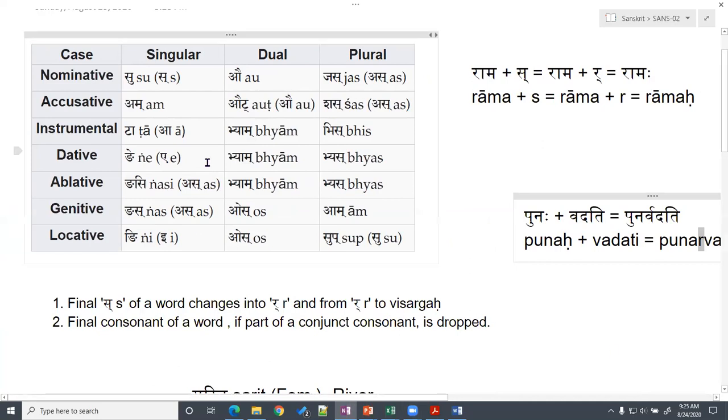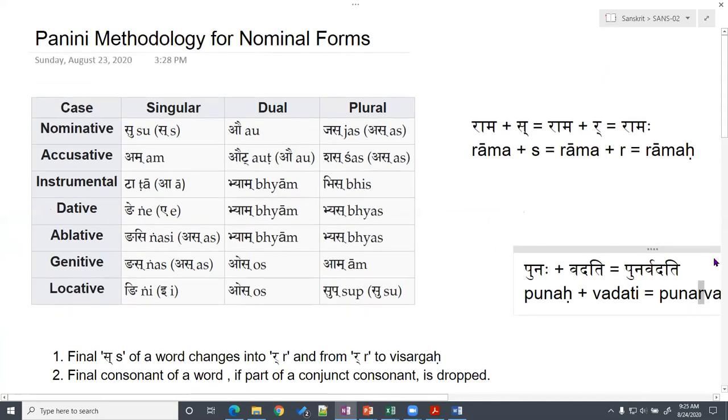So with this, a little small introduction into Panini methodology, and if and when you choose to learn Panini methodology directly, at that time all these things would be explained in far more detail. But for now, I just wanted to tell you a little bit about it. So if you have any questions on this before we start the new topic, please ask.